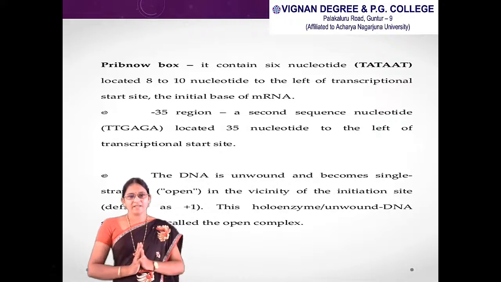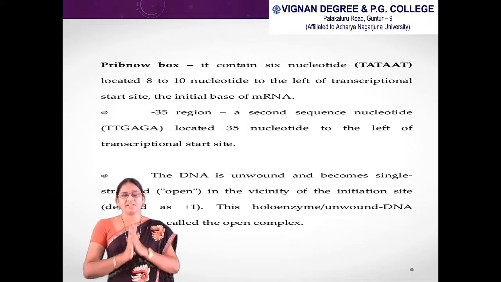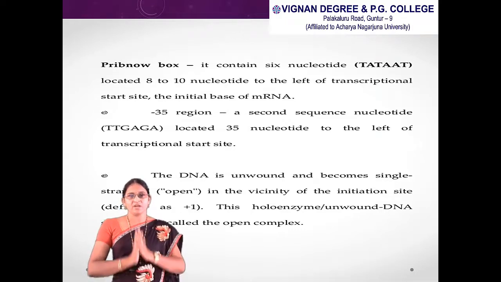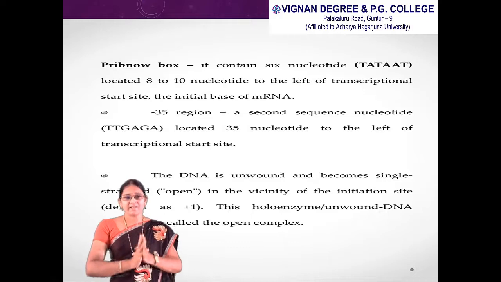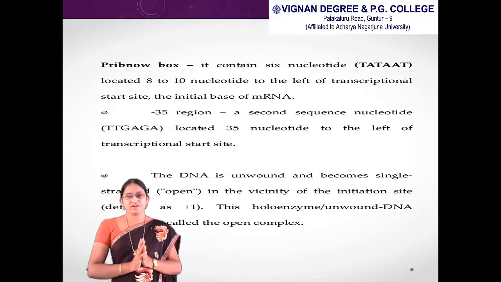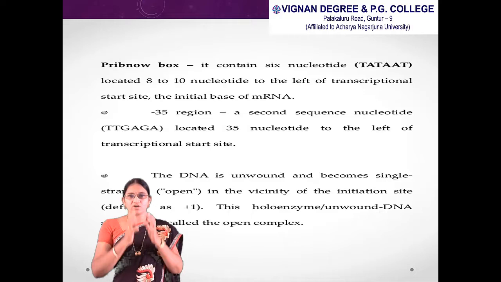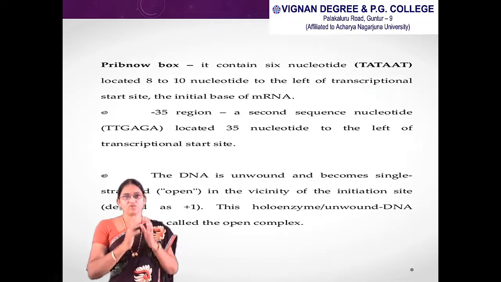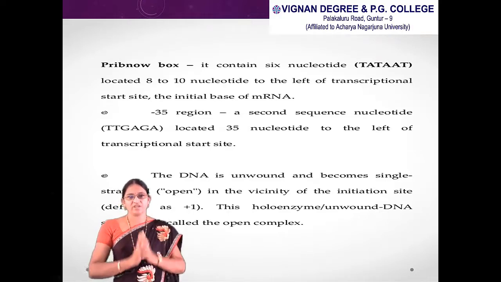And the polymerase can recognize these sequences, especially the sigma factor of the holoenzyme recognizes the sequences of -35 and -10 found in the promoter regions. And binding of the enzyme to such sequences of the DNA forms a closed complex structure. This closed enzyme-DNA structure is formed.